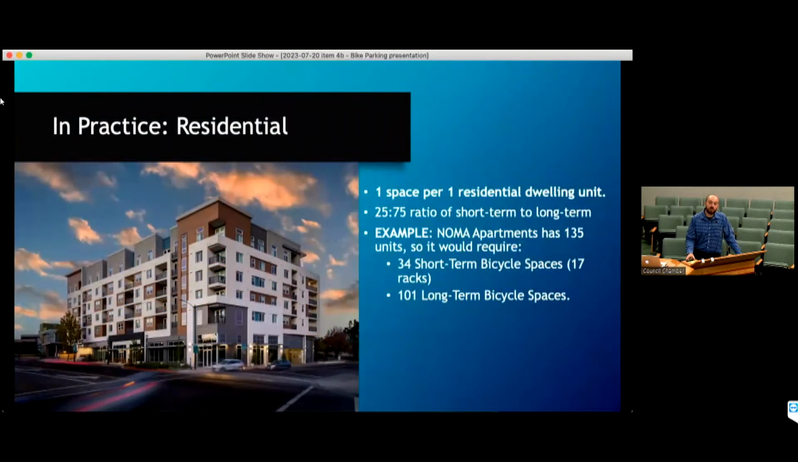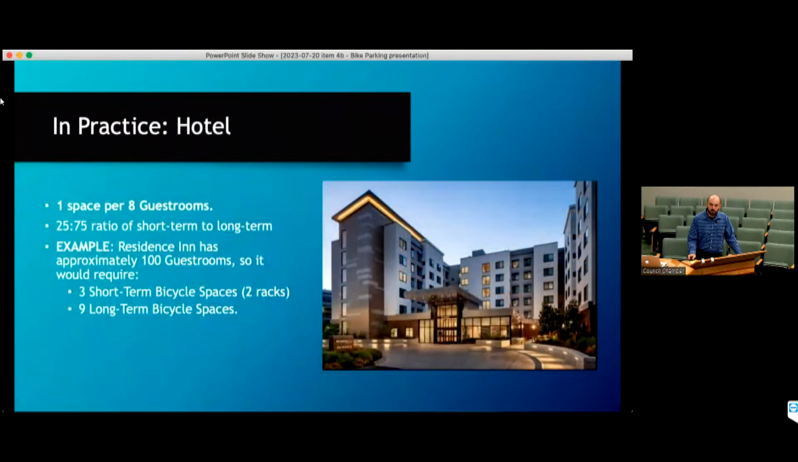And residential is based on dwelling units rather than square footage. We've got a nice, easy-to-understand ratio of 1 per 1. So Noma Apartments at 135 would be 17 racks and 100 spaces. Hotel is similarly based on guest rooms rather than square footage, 1 per 8. This leaves us with 2 required for guests at about 100 guest rooms, and then 9 long-term spaces.